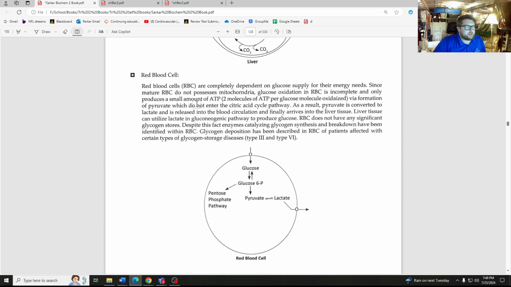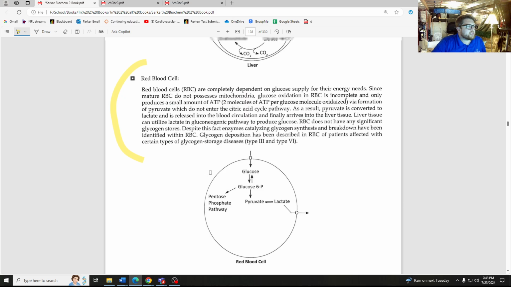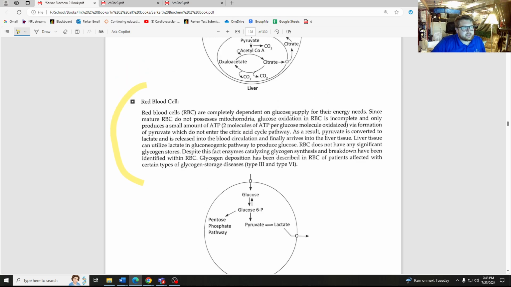Red blood cells, this will be the one that's newer for us. So red blood cells are completely dependent on glucose supply for their energy needs. Mature red blood cells do not possess mitochondria. So glucose oxidation in red blood cells is incomplete and only produces a small amount of ATP. So essentially, red blood cells can only perform glycolysis because they don't have mitochondria. So they form the pyruvate, which does not enter the citric acid cycle pathway.